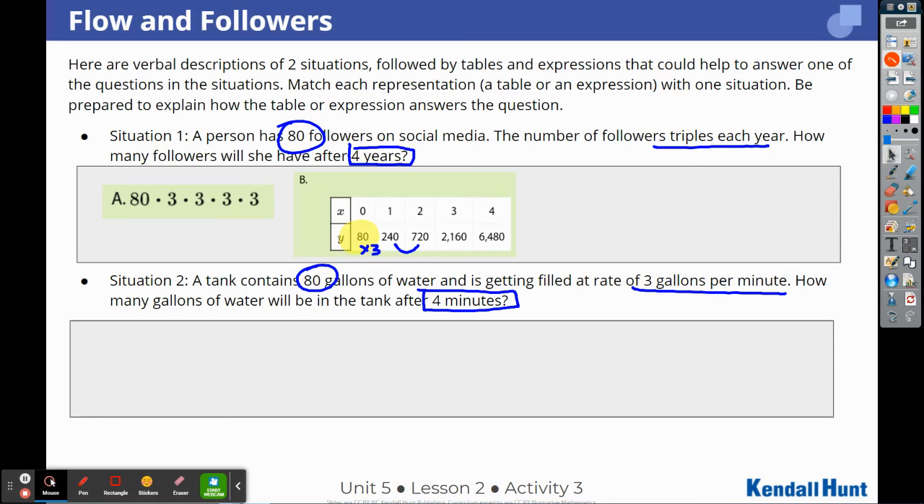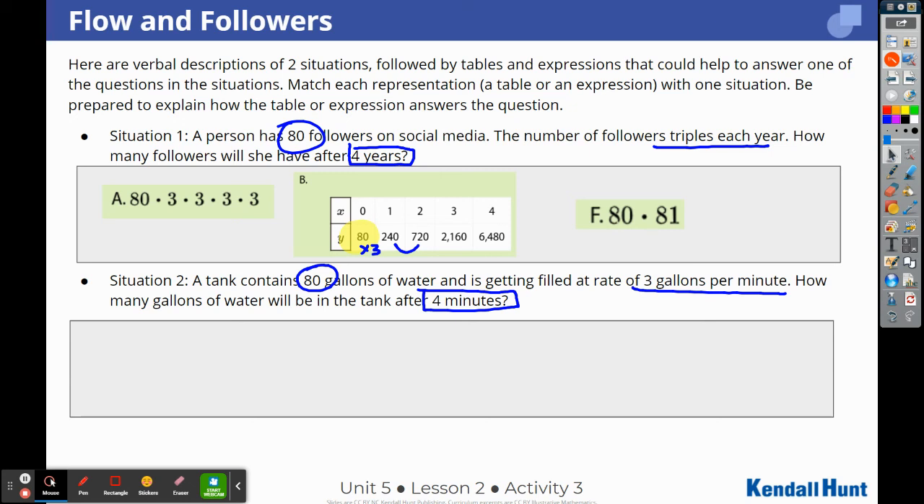The third expression for this one would be 80 times 81. So they got the 81 because 3 to the power of 4, or 3 times 3 times 3 times 3, is 81. So this function is nonlinear because it is increasing by a factor, not the same rate. It's not the same number every time.